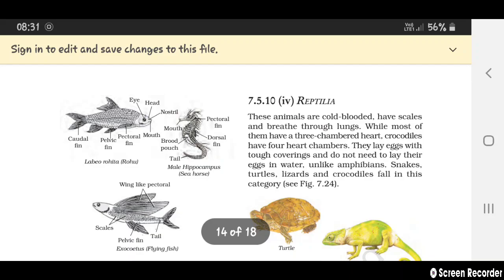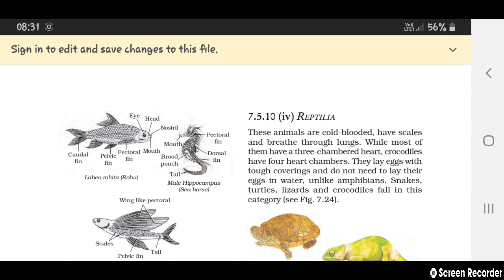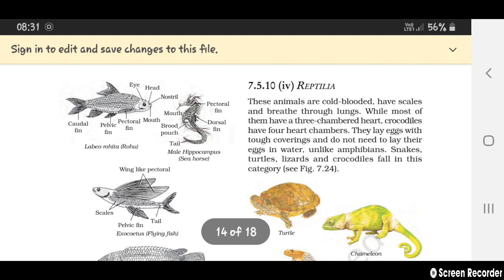Next is reptiles. So reptiles are cold-blooded animals that have scales and breathe through lungs. Most of the reptiles have a three-chambered heart. Crocodiles have four chambers, and they lay eggs with a tough covering and do not need to lay their eggs in water like amphibians.